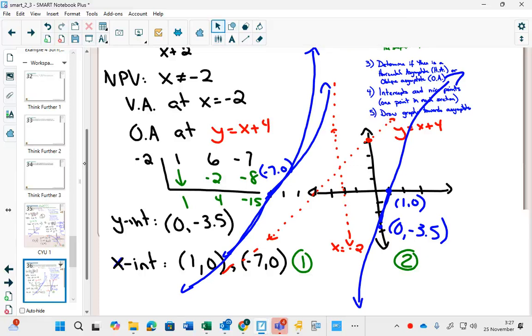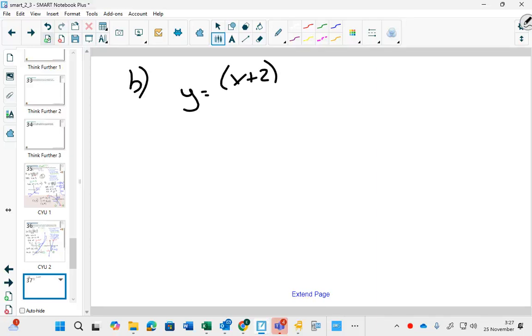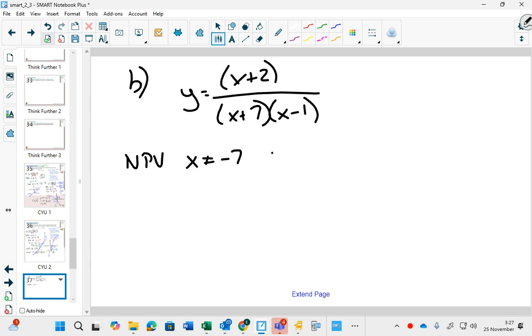Okay, so let's do B on a new page. I think we can finish it in time. Oh yeah, we already factored it. You see that it just flipped it on us. But now our non-permissible values are x can't equal -7 and x can't equal 1. And they are both going to be vertical asymptotes at x equals -7 and x equals 1.